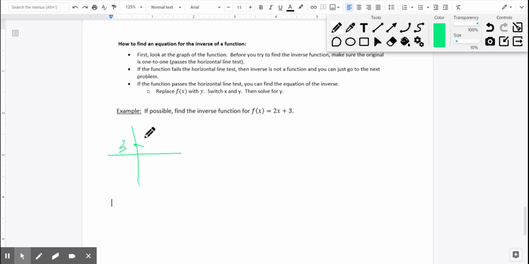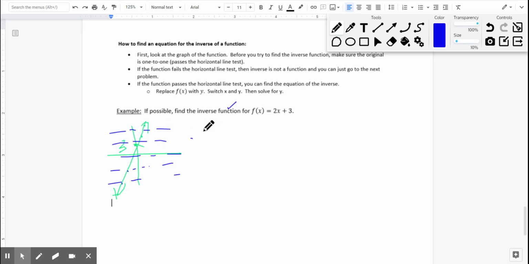So from here, if I go up 2, right 1, up 2, right 1, I'm just sketching it because we just want to make sure it passes the horizontal line test. So let me go ahead and switch colors. Okay, so it's a function because it passes the vertical line test and it passes the horizontal line test. No matter where I put a horizontal line, each horizontal line only passes through the graph at one point. So this is a function because it passes the vertical line test.